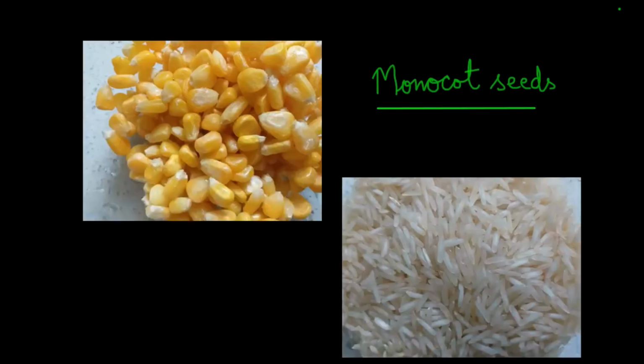Let's have a look at some of the monocot seeds. All the grasses, maize, rice, these are monocot plants, so their seeds are known as monocot seeds because they consist of single cotyledons.